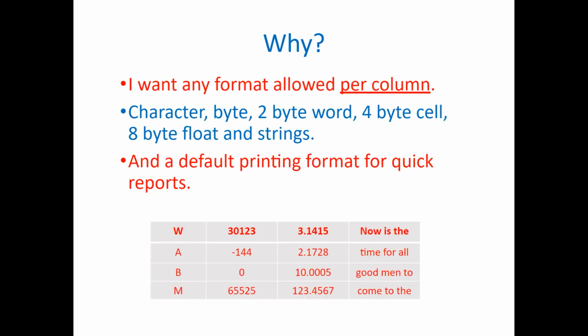Well, that's more than I need. So what I want is to put any specific format on a per column basis. Everything in a column has identical format, but I want character, byte, words, cells, floats, strings, any representation by column. And then I also want off to the side a default printing format for quick reports. So I really want to do a lot of interactive work: enter some data, do a quick report on it, as a front end, before I do any processing. So that quick report formatting is quite important.